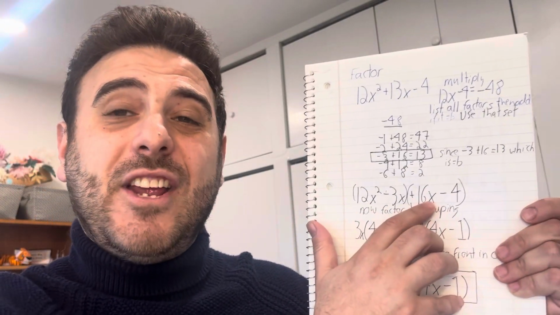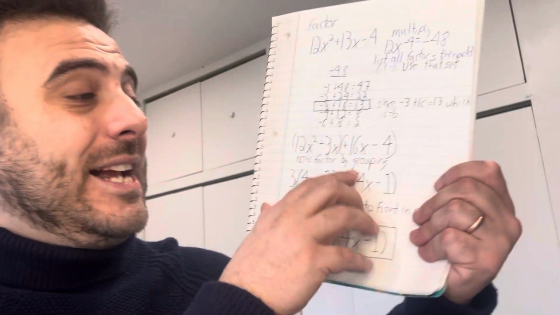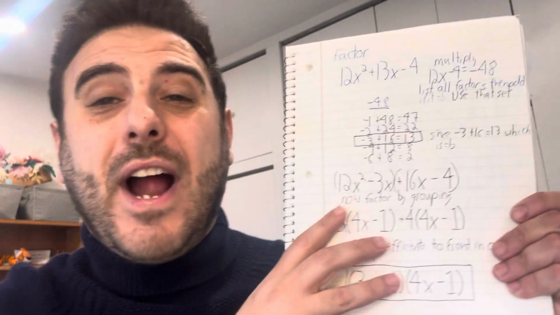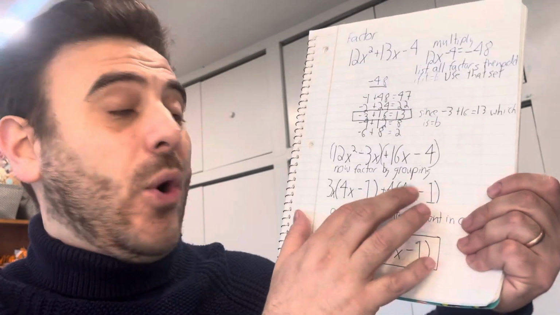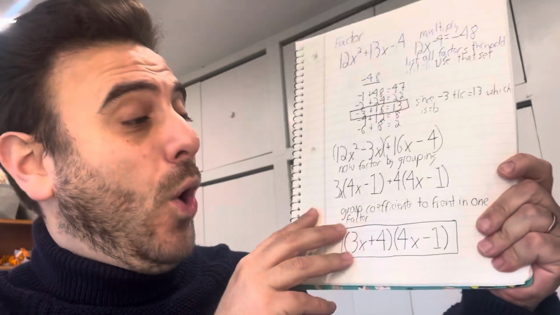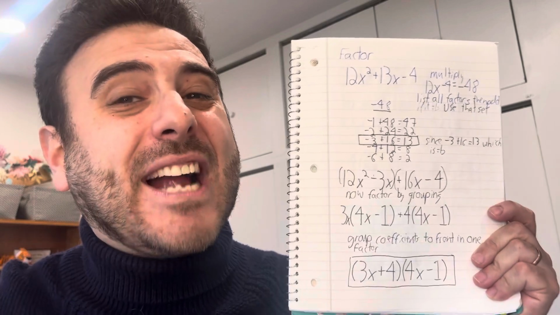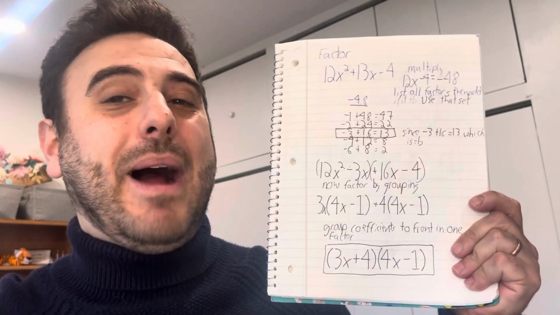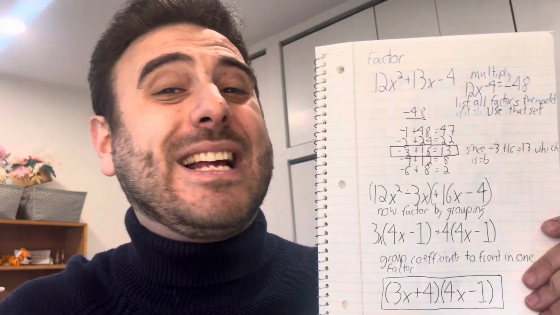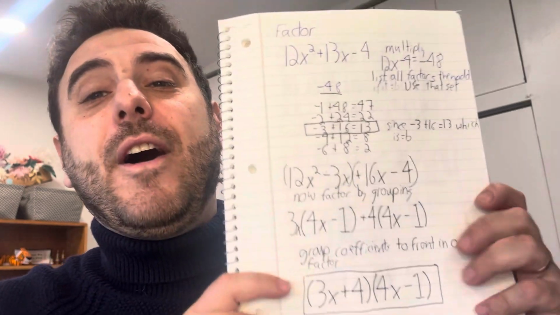And when we have the 16x minus 4, we can factor out a 4. 16x divided by 4 is 4x, and negative 4 divided by 4 is just negative 1. So our expression is 4 times 4x minus 1. Now, we look at both of them, and each of them have a factor of 4x minus 1. Just like we did before, if you have the same exact term in both expressions, we can pull it to the front.